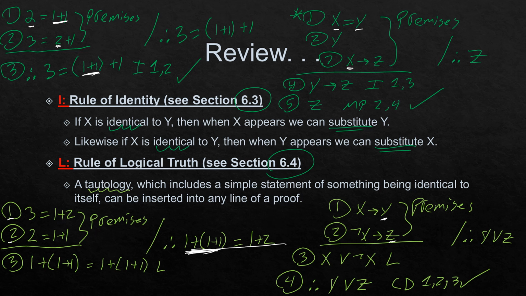And now we can resort to the rule of identity, because we're told that 1 plus 1 is identical with 2. So we can substitute a 2 there. For 4, therefore it follows that 1 plus the quantity 1 plus 1 is equal to 1 plus 2 by our identity rule with 2 and 3.